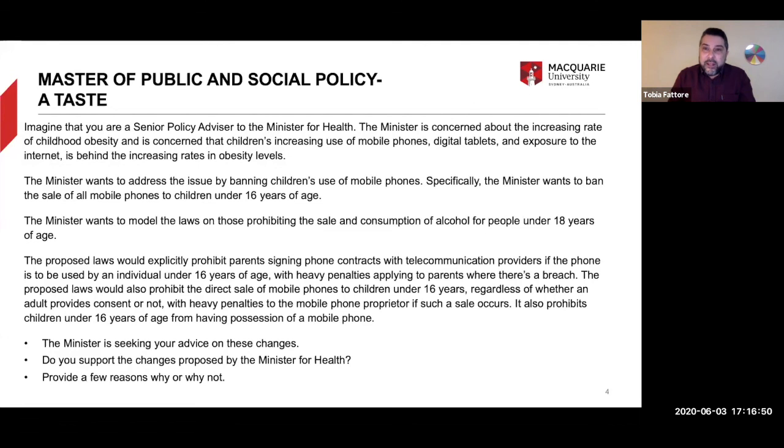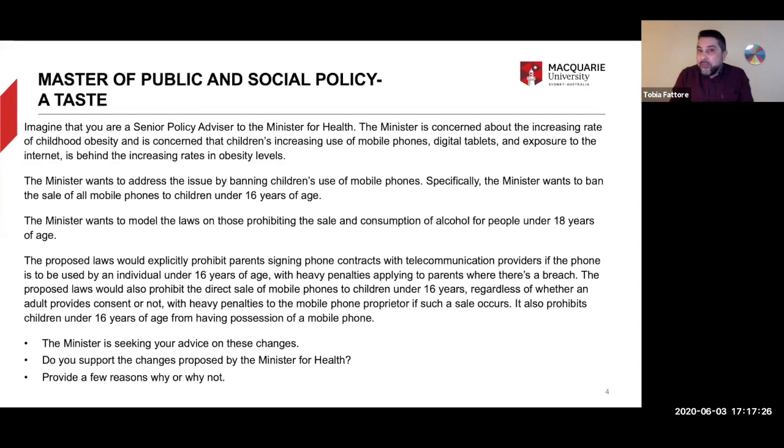And so in this scenario, we might work through what is at stake, why certain political actors may have certain interests to, in this case, change the law. So in this case, you're imagining that you're a senior policy advisor to the Minister for Health, which is actually quite a feasible position that some of our graduates might end up in. And so the Minister for Health is concerned about rates of childhood obesity.